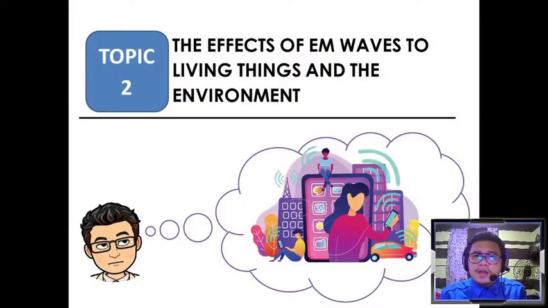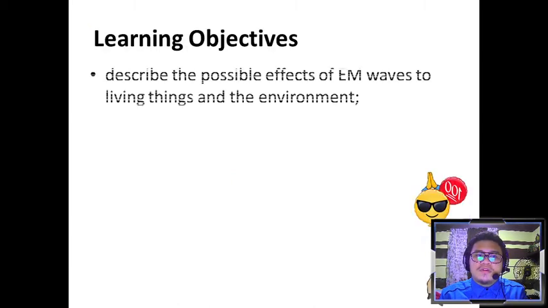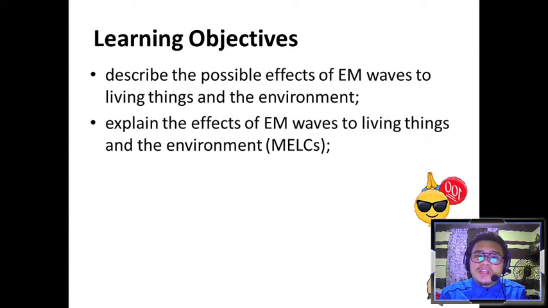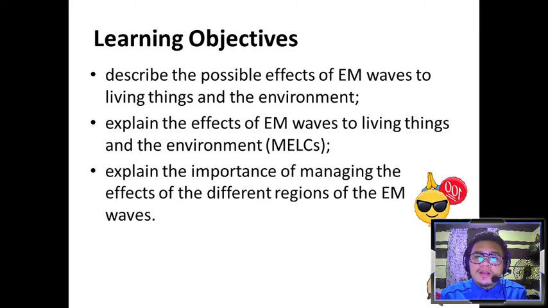So our main objective for this lesson will be, number 1, to have a description of the possible effects of electromagnetic waves to the living things and the environment. And we will also explain, according to the most essential learning competencies from DepEd, the effects of EM waves to living things and the environment. And lastly, we will explain the importance of learning to manage the effects of different regions of the EM waves.